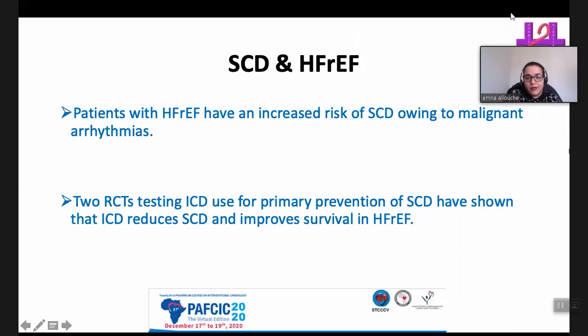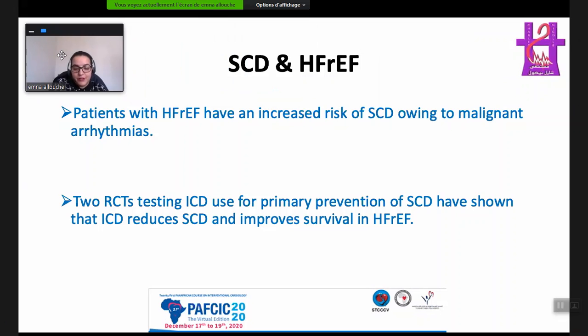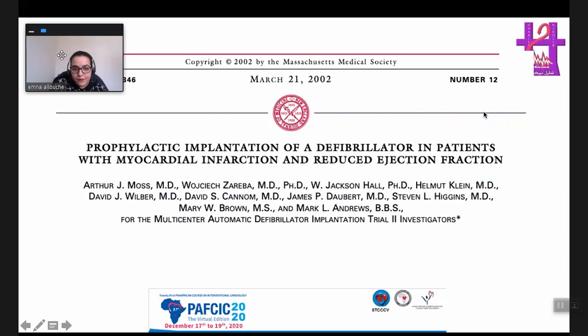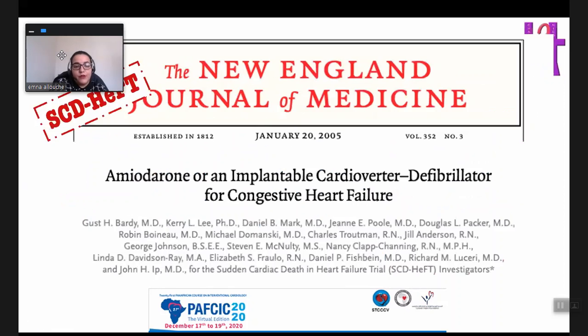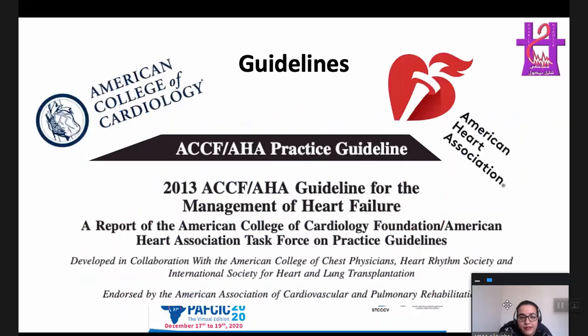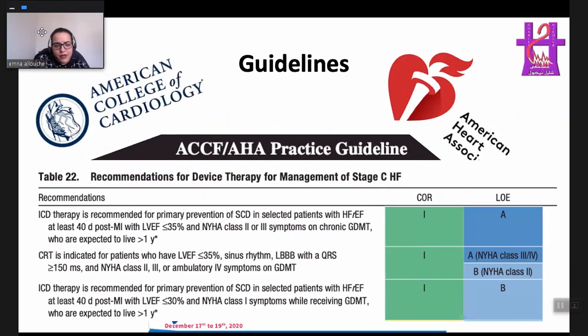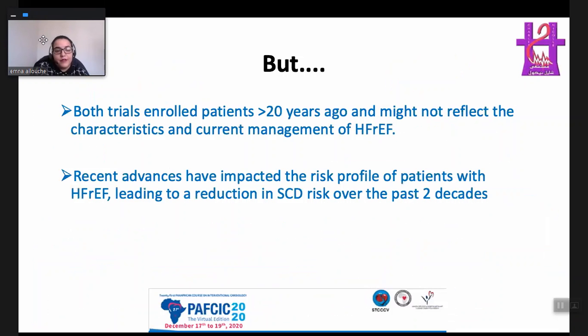So patients with heart failure have an increased risk of sudden cardiac death owing to malignant arrhythmias. Two randomized controlled trials testing ICD use for primary prevention of sudden cardiac death have shown that ICD reduced sudden cardiac death and improved survival in those patients. These trials are MADIT-II and SCD-HeFT. Therefore, both American and European guidelines recommend ICDs for primary prevention in patients with heart failure with reduced ejection fraction.